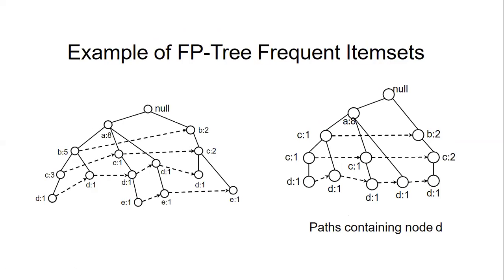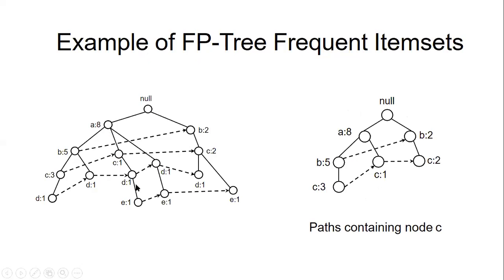Now next, above the E there is D. So we are extracting the paths containing the node D. The subtree will look like this. Next, above D, we can see that the next node is C. So we are extracting the subtree which is containing the node C.